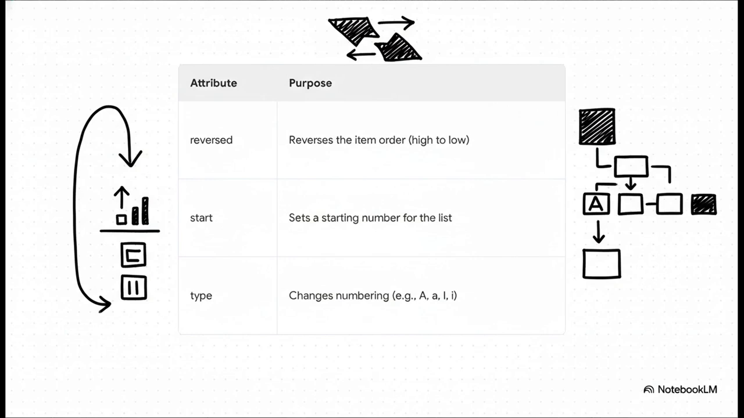And what's really cool is that even within this one element, you can add even more layers of structure. You can tell it to run in reverse order. You can have it start counting from, say, number 4 instead of number 1. You can even change the numbering type to Roman numerals or letters. Each of these little attributes is a command telling the browser exactly how to present this very specific, ordered information.